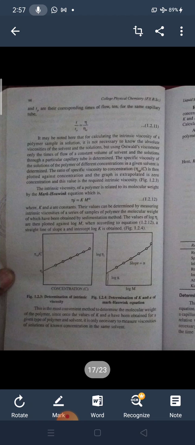K and alpha, or say a, you can call it K M raised to a, or say alpha. These are the constants. Their values can be determined by measuring the intrinsic viscosities of a series of solutions of the polymer of the molecular weight, which have been obtained by the sedimentation method.